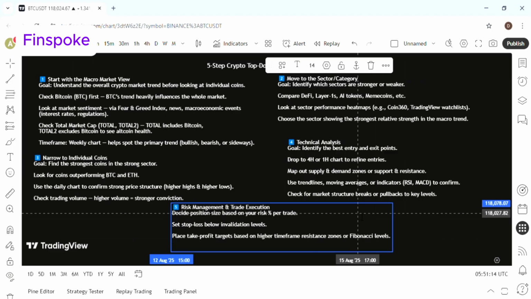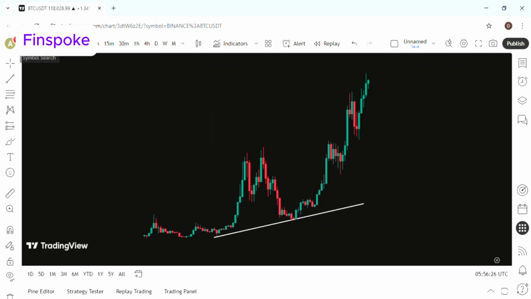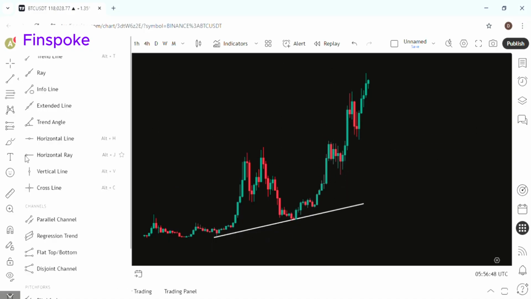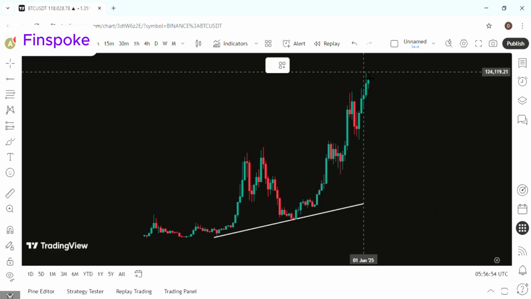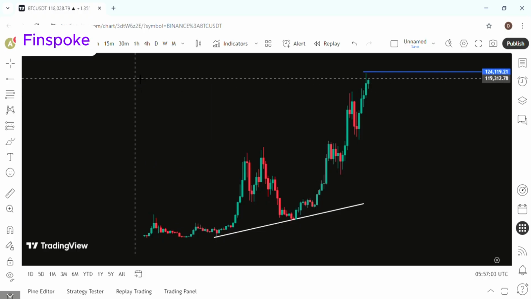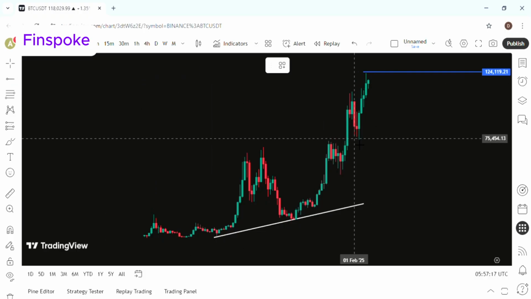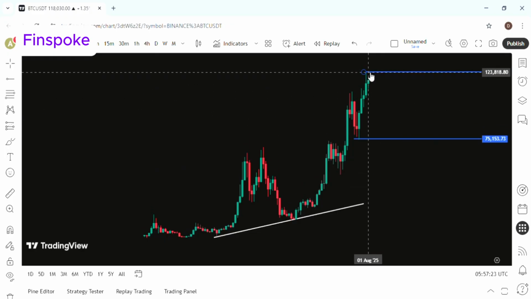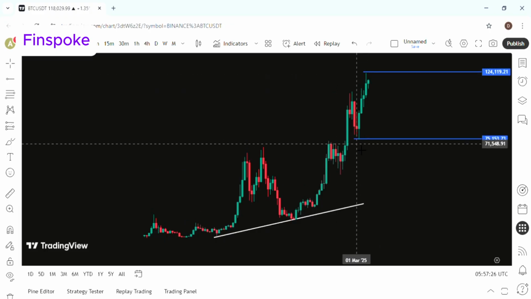Let me show you how to do it using price action. This is BTC USDT. This is the monthly overview of it, and you can see that the trend is bullish. Your concern here is where the current price is. This is your resistance at the monthly time frame. This is the current price. These are the key levels, the resistance zone and the support zone at the higher time frame.